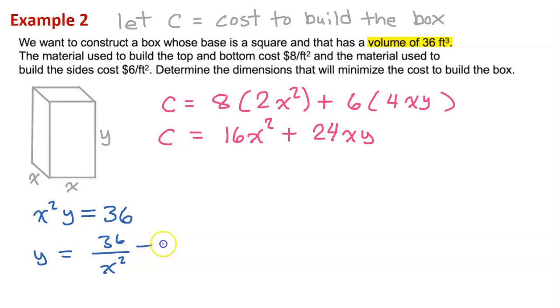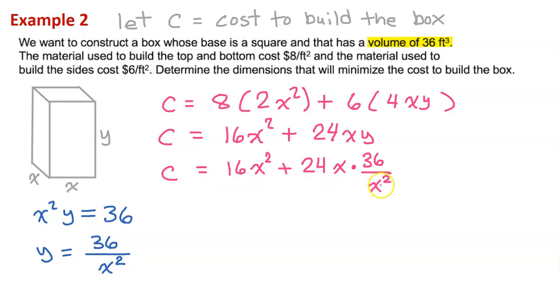Let's substitute this expression in for y. So now we have this. On the next step, we will cancel out one of these x's, and we will multiply 24 times 36. So now we have this. In a minute, we need to find the critical values, which means I'm going to need the derivative. To find the derivative, it will be easier if I rewrite this as 864 x to the negative 1 power.